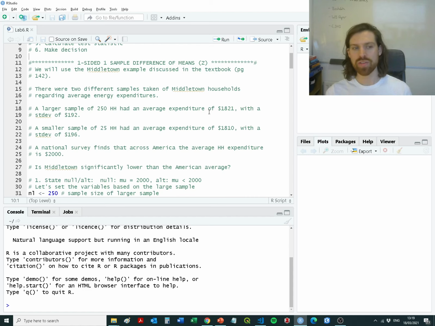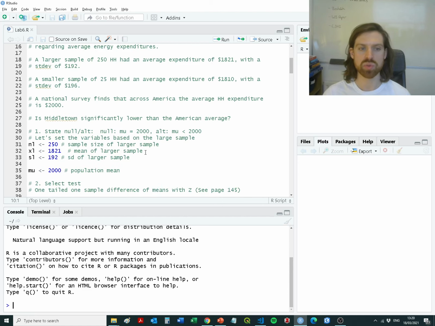And then we have some survey data, okay? So we know that across the US, the average household expenditure on energy is approximately $2,000 a year, okay? And the question that we want to address here is, well, does this fictional town, Middletown, have a significantly lower average energy expenditure per household than the American average, okay? And hopefully from the information that we've been provided here, we can start to discern the different pieces of information that allow us to formally test this hypothesis.